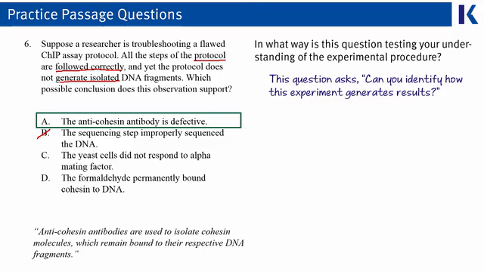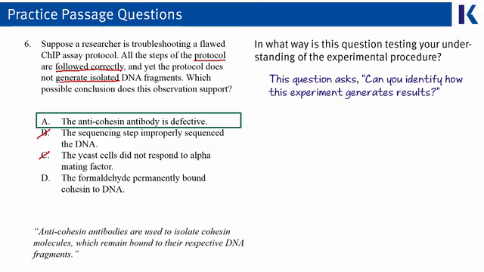For C, if the yeast don't respond to alpha mating factor, that's a problem. But the problem then lies with synchronizing the cells. If the cells aren't synchronized, but everything else works in the experiment, then you'll just have some yeast in S phase and some in metaphase, and so you'd still see cohesin binding, and you'd still get fragments that could be measured. You just wouldn't have useful results.